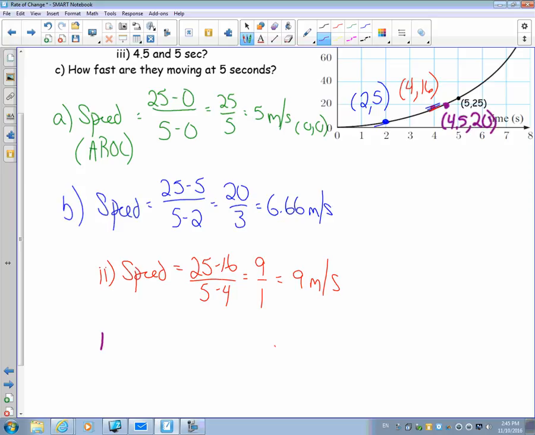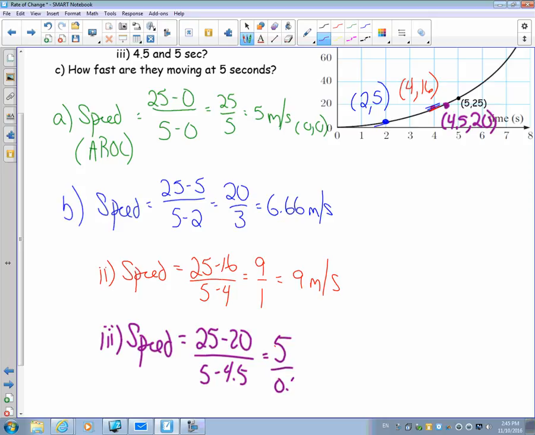So for part 3, our speed equals 25 minus 20 over 5 minus 4.5, which gives us 5 over 0.5, or 10 meters a second. Just a little bit faster again. Again, that line is just a little bit steeper than it would have been in the first place. So it appears the closer I get to 5 seconds, the faster the cyclist is going. Okay, we start off at 6, and 9, then 10.